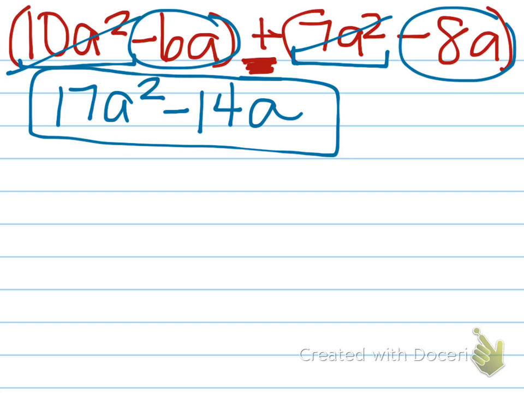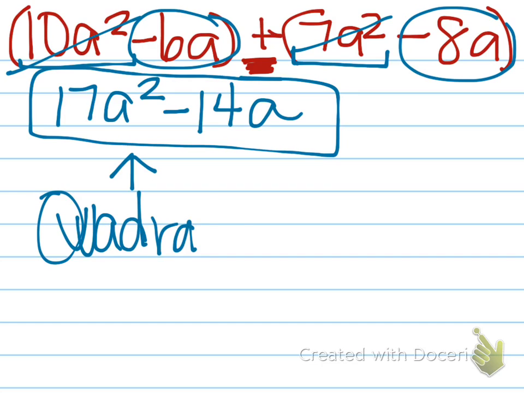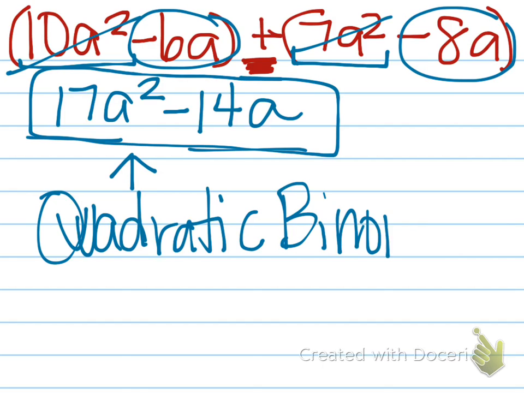So if I wanted to classify this one, again, it's to the second power, so it's a quadratic. And it's got 2 terms. So think about 2 wheels on a bicycle, it's a binomial.